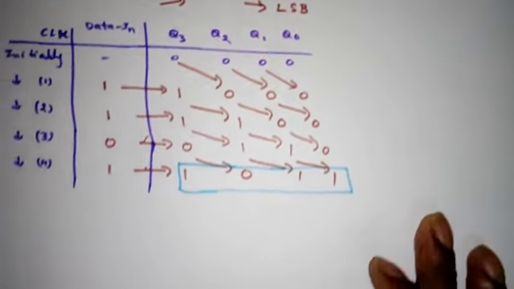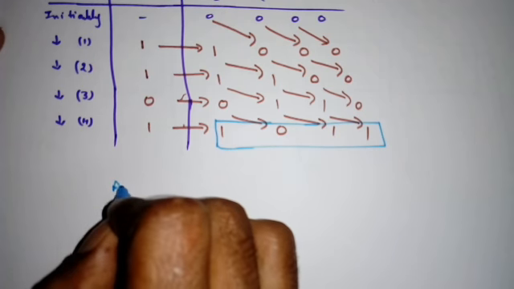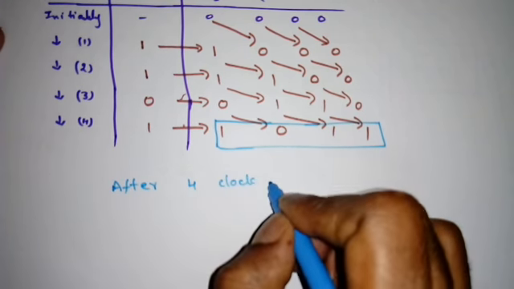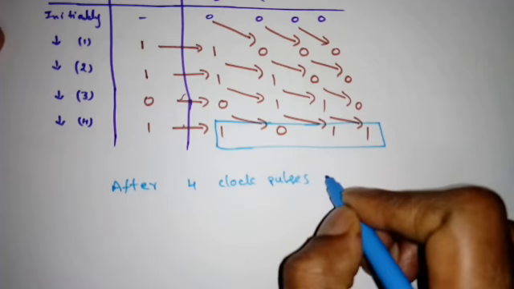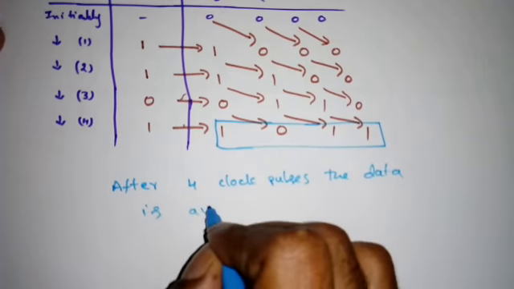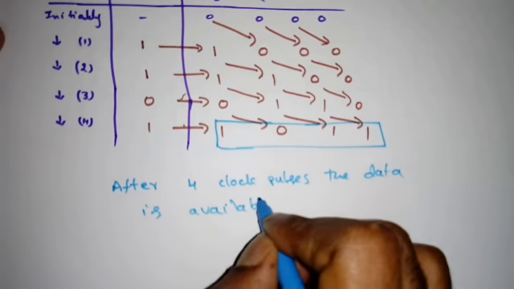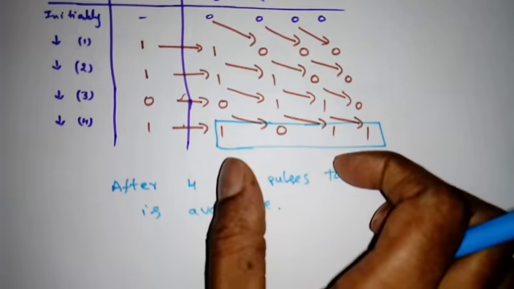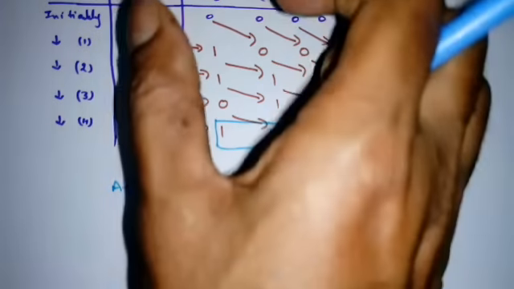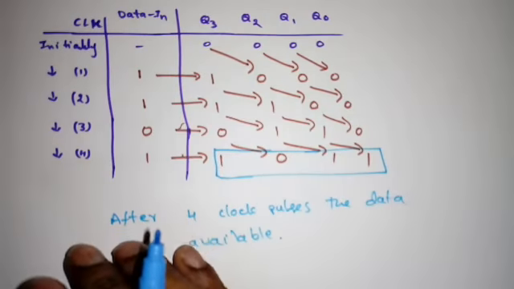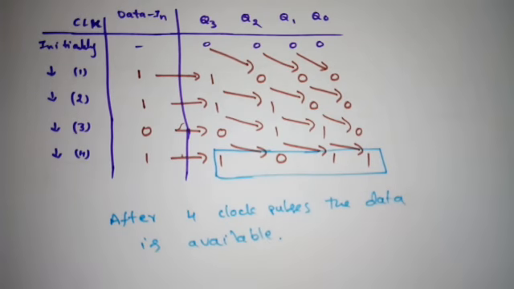but in this register after the 4th clock the data is available, so we can take it any time we want. So that is an important point, that after 4 clock pulses the data is available, right? So we can take it at any time we want. But how many clock pulses are required to store the data in this serial in parallel out shift register? So 4 clock pulses are required, right?